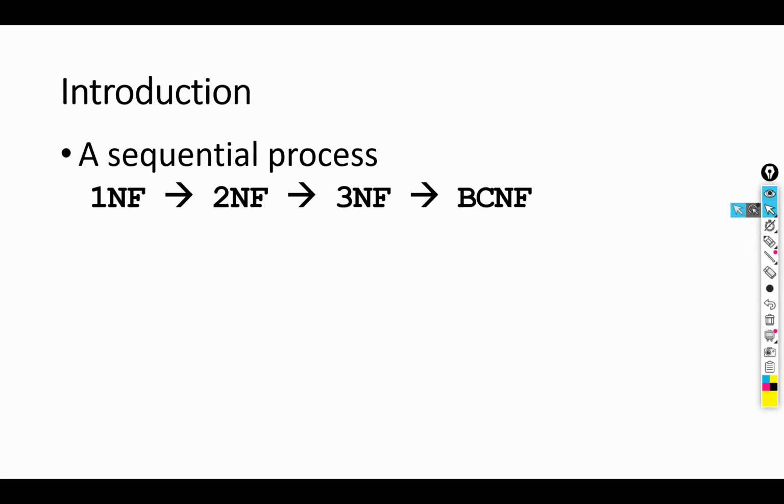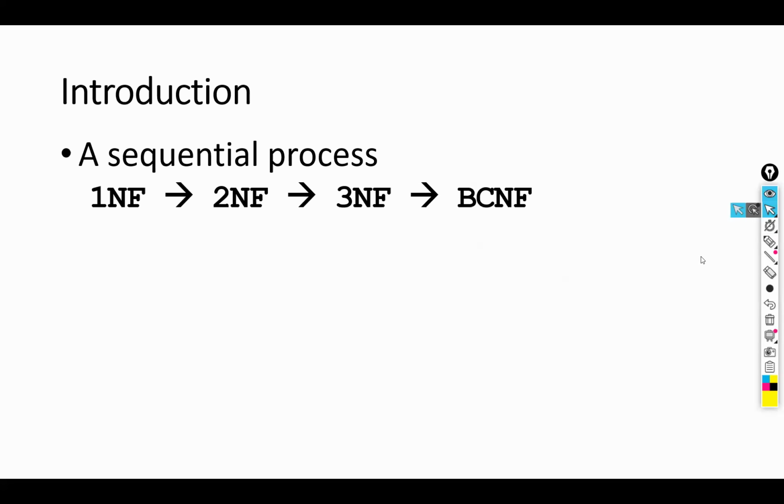So remember, normalization is a sequential process. That means first we check whether it's first normal form. If not, we need to make it first normal form. Once it is in first normal form, only then can you check whether it's second normal form. If it is already second normal form, then you can check whether it's third normal form. If not, make it third normal form. Then you can think of BCNF and so on.